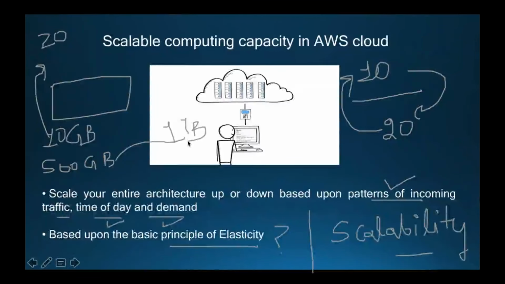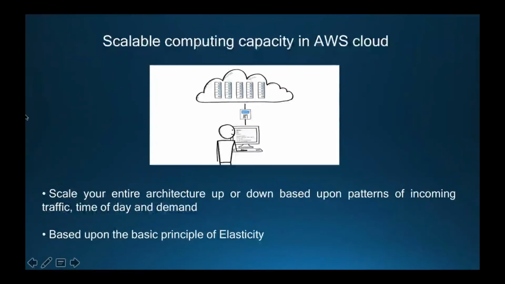Elasticity means you can increase or decrease the number of instances, whereas scalability means that you add more resources to existing virtual machines or existing servers. Scalability never applies to AWS. AWS strictly follows the principle of elasticity. And the service through which the principle of elasticity is followed is called auto-scaling.